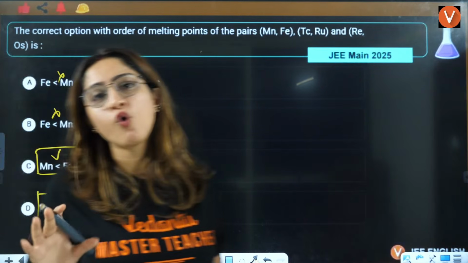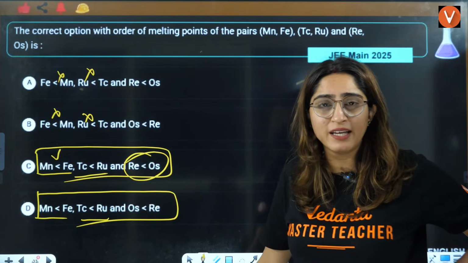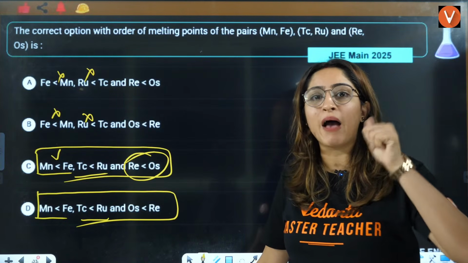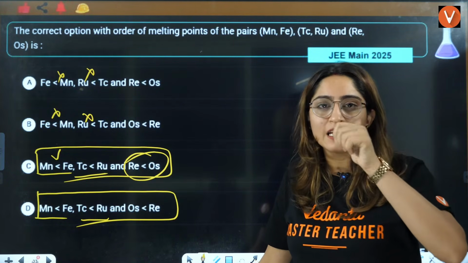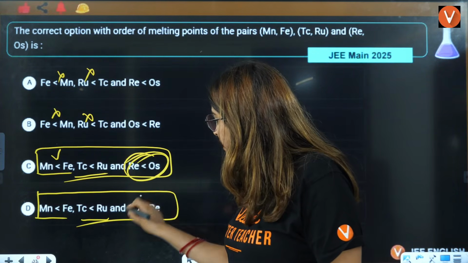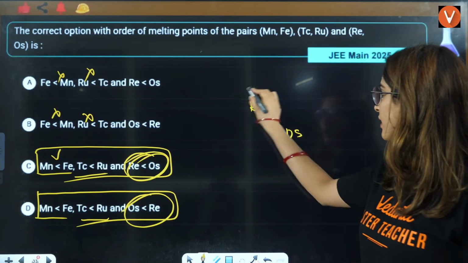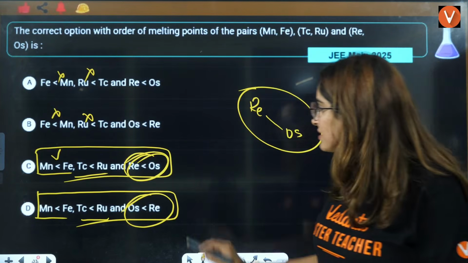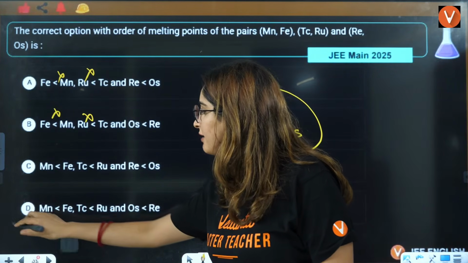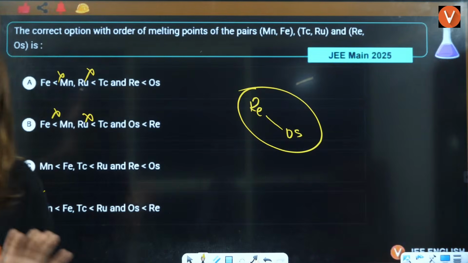Even if you don't know about 5d, you know about 3d and 4d, right? I have specially mentioned 3d manganese has a dip, 4d technetium has a dip, right? So that means here you can see the problem, and here it was like this. That means D is the correct answer. And tell me how many of you answered D? Only 7% have answered D, right?